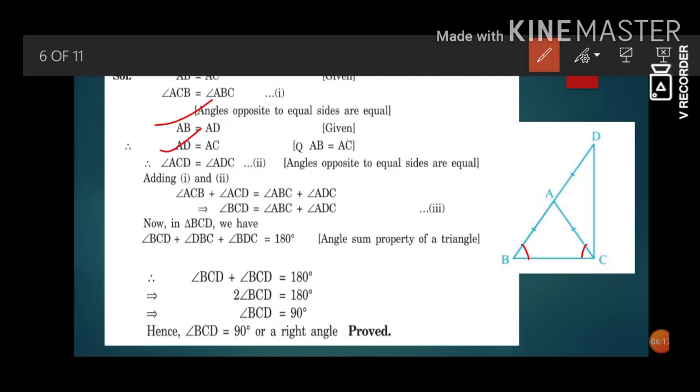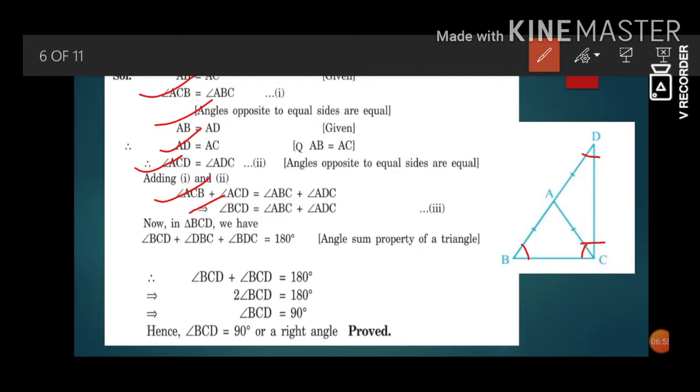Now in the triangle ADC, angle at C and angle at D are equal. So from these two relations, relation 1 and relation 2, if we add these two, we will get angle ACB plus angle ACD, that is angle C of both the triangles, is equal to angle ABC plus angle ADC. So together both the triangles' angle C will give us angle BCD is equal to angle ABC plus ADC.